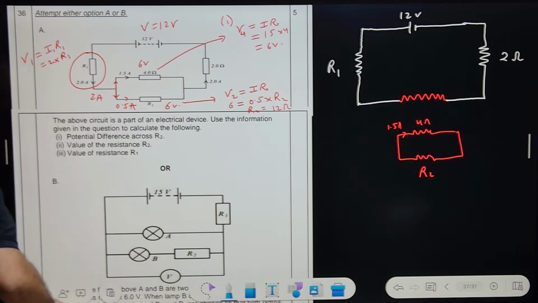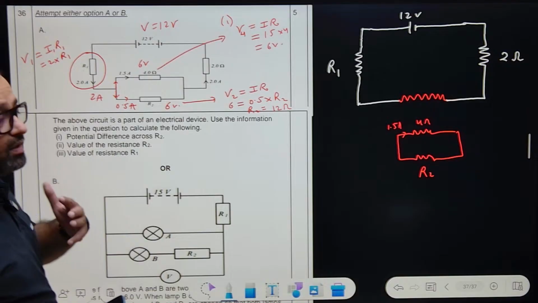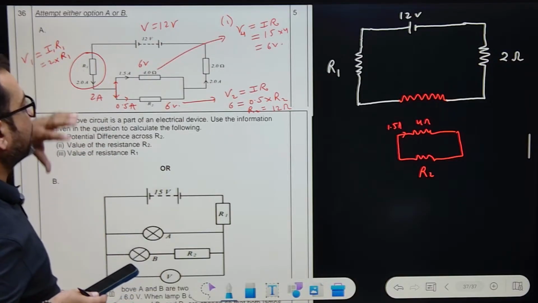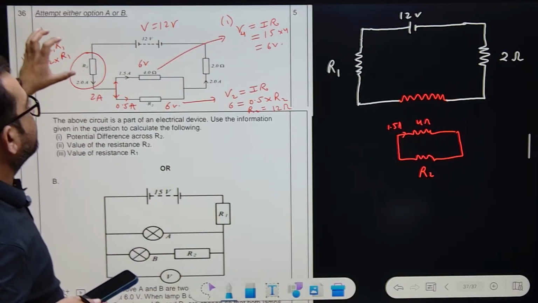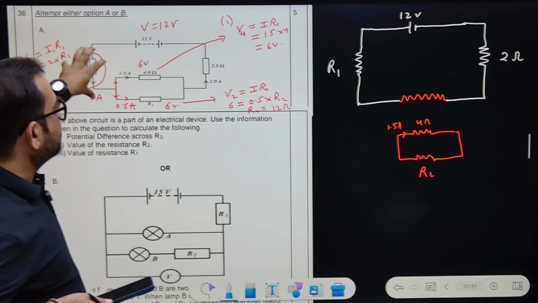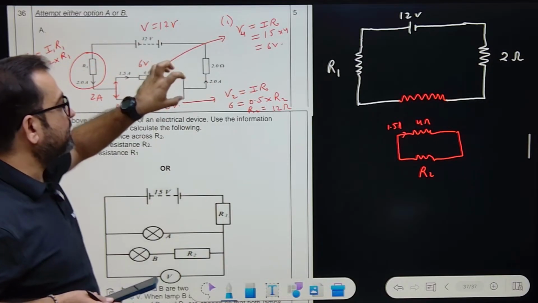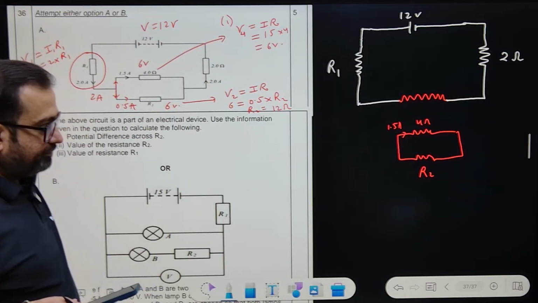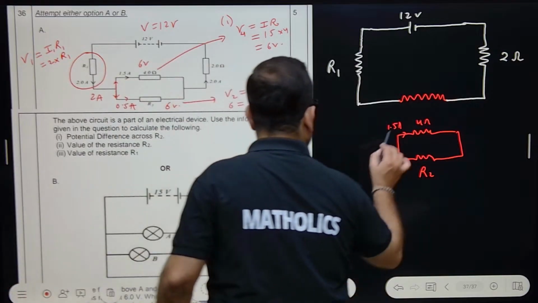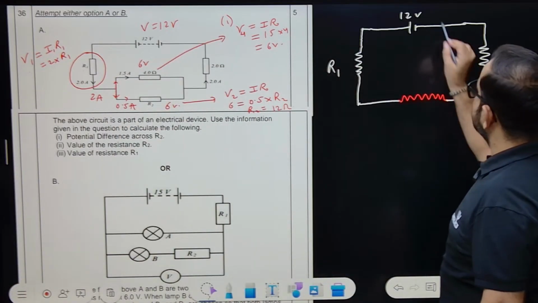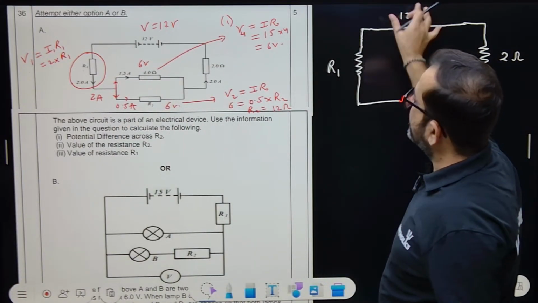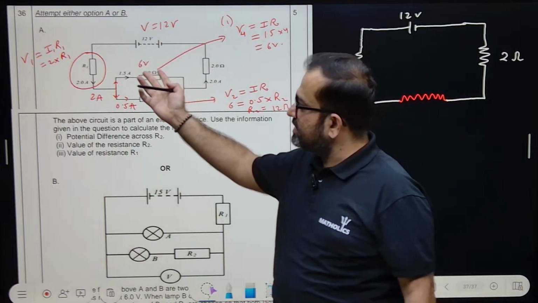So we must be knowing this V1. How to find the value of V1? See, this is 12 volt. Voltage across this plus voltage across this plus voltage across this will be equal to 12. Voltage across all these three will be the sum and it will be 12. So I know this is 6 volt.